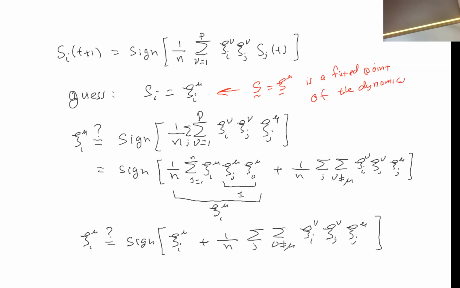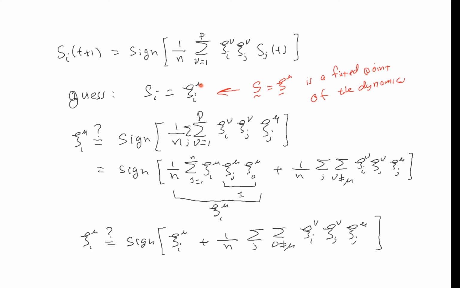Which means if you iterate this, if you ran this equation over and over again, starting at t equals 0 with some initial conditions close to this, if you started with S_i near squiggle I mu and ran this dynamics, it would end up at squiggle I mu. So the squiggles, which are random binary vectors, end up being the memories.